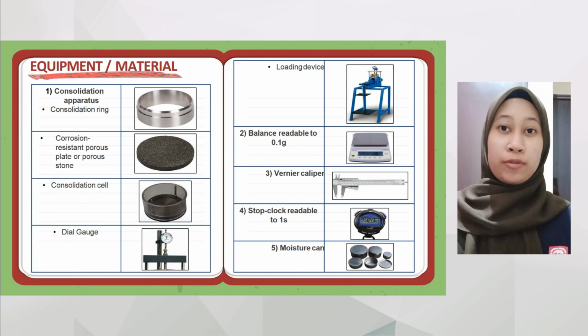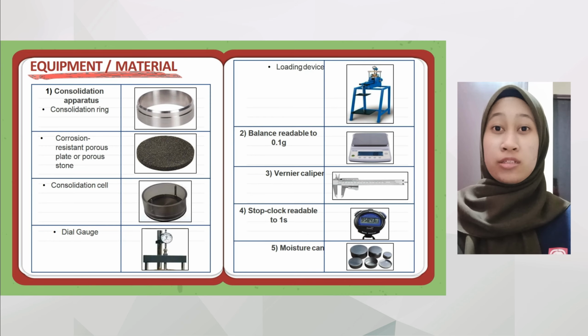Before we proceed to the procedure, let me list down the equipment or materials that we use during the test. Firstly, the consolidation apparatus, which is the consolidation ring, corrosion-resistant porous plate or porous stone, consolidation cell, dial gauge and loading device. And then continue with a balance readable to 0.1 gram, vernier caliper, stop clock readable to 1 second, and lastly a moisture can.